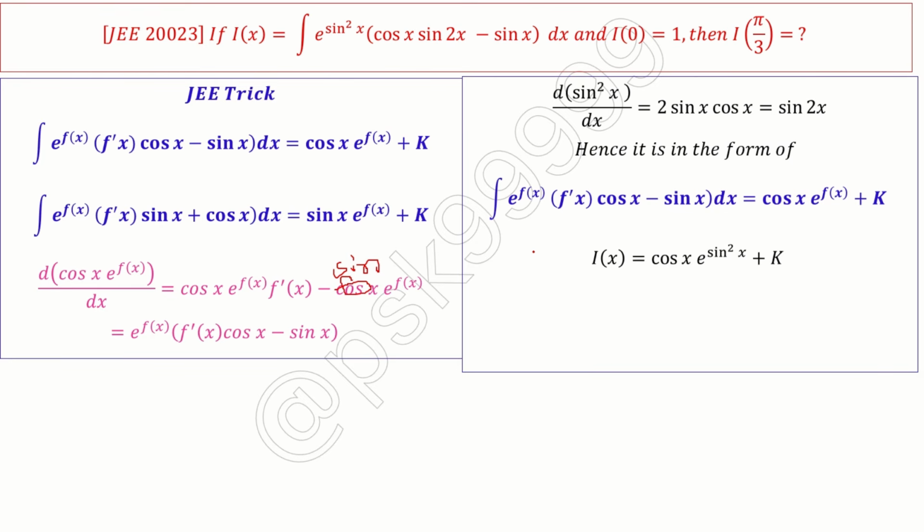Now substitute I of 0. I of 0 is nothing but 1 plus k, which is equal to 1, as I of 0 is given as 1. So that means k is 0. Once we know that k is 0, I of pi by 3 is nothing but cos pi by 3 into e to the power of sin square pi by 3. That is 1 by 2 into e to the power of 3 by 4. This is the answer. Next.